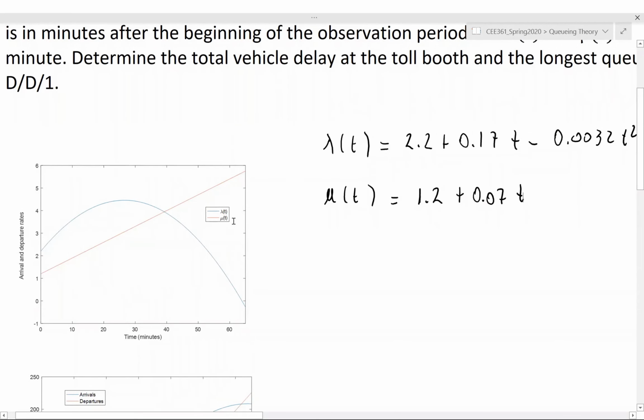So note that lambda of t is greater than or equal to mu of t for values of t up to about 40 minutes. During that time, a queue will be growing, and it will start to dissipate once lambda of t becomes less than mu of t. So beyond this point, on the left, the queue will be growing. On the right, the queue will be shrinking.